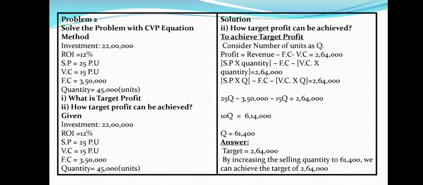So it's a very easy problem. Some data are given. With that, we have to find initially the target profit by using return on investment percentage. Then we have to find the actual profit. Then to achieve the target profit, how much quantity we need to increase.